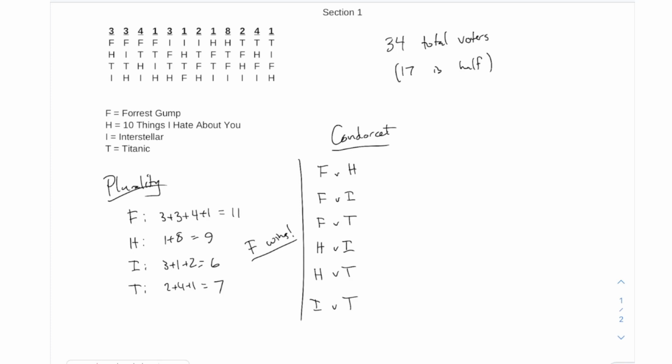Yeah, it means you compare each of the pairs of candidates. There are four total candidates in this case, the F, the H, the I, and the T. And we're going to make all possible ways of matching them up one-on-one. And I just wrote them all down. There are six possible ways to do that. And then in each of those, we are going to compare only those two candidates with one another, ignoring everybody else, and see who wins.